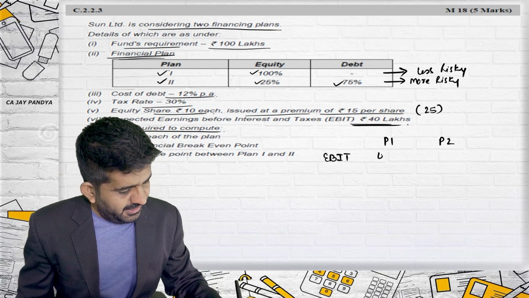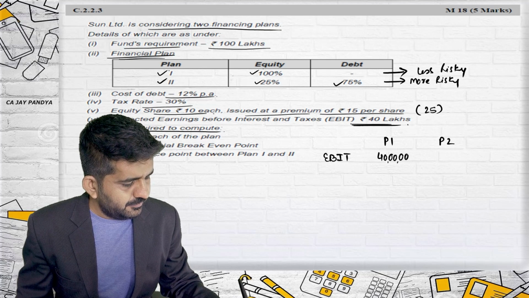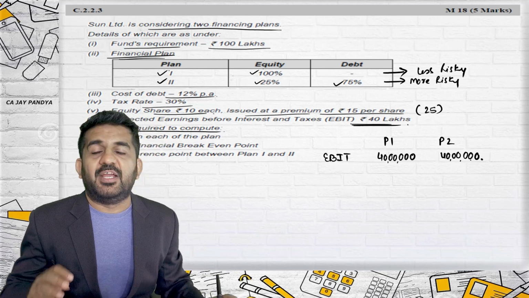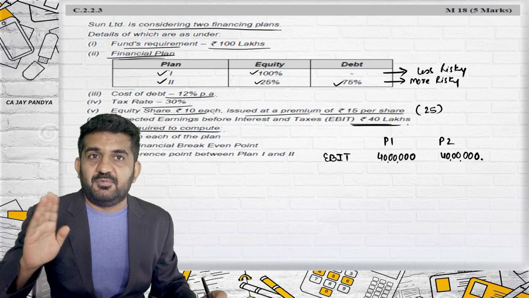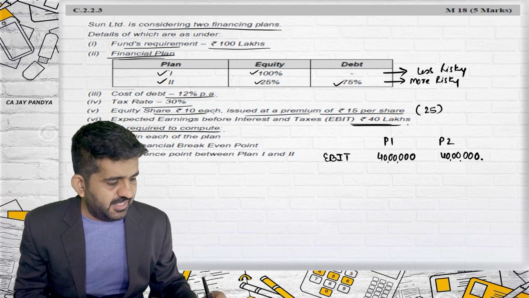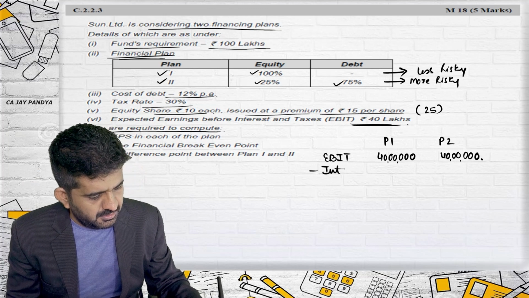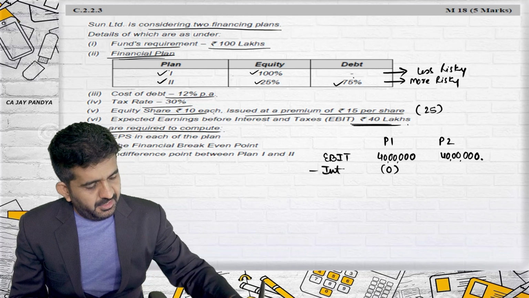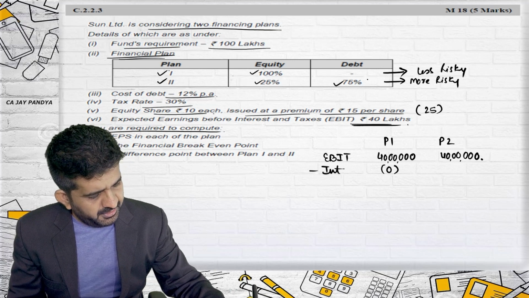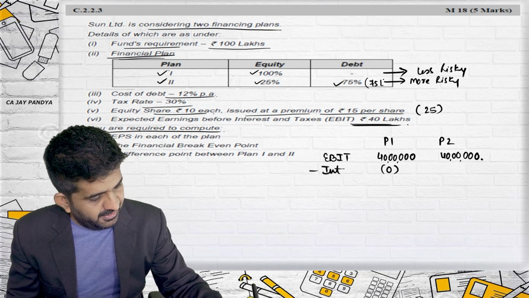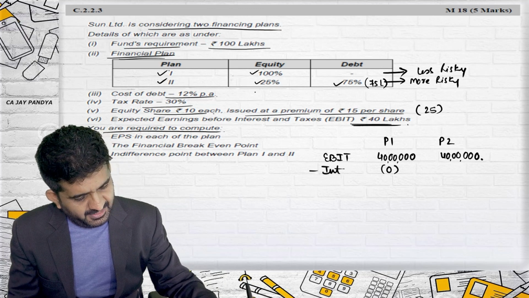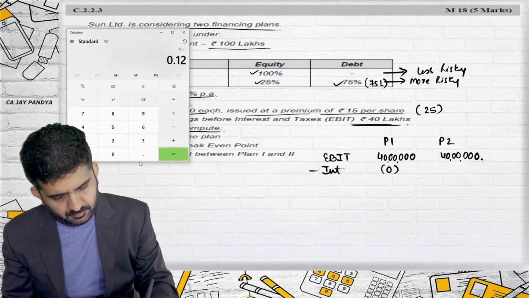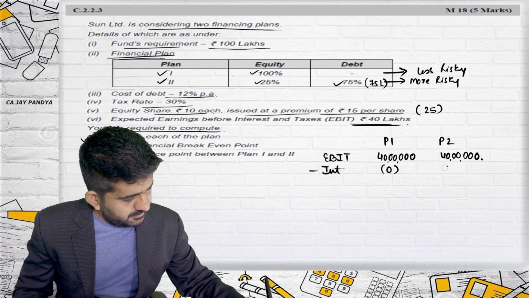What is EBIT? 40 lakhs. Here we are not finding out financial break-even point or indifference point. We are doing the traditional question. We are just finding out EPS under both the plans. Minus interest. Interest in plan 1 will be 0. In plan 2, how much are you borrowing? 75 lakhs. 75 lakhs into 12%. It is 9 lakhs.